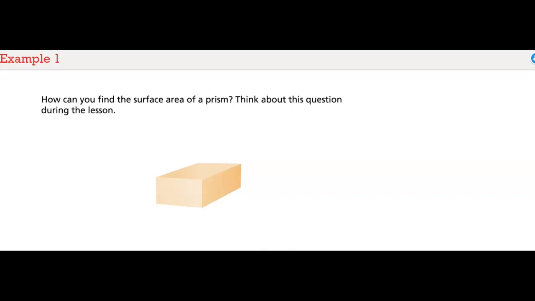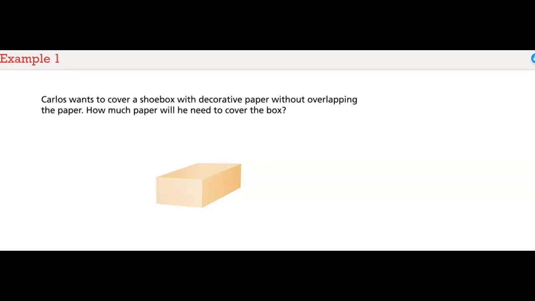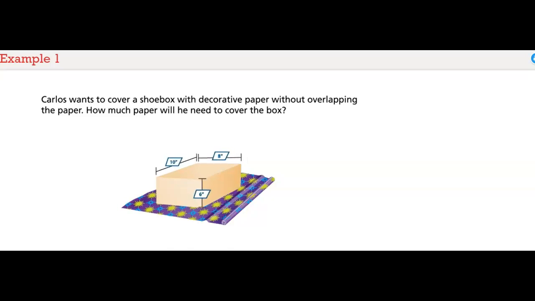The surface area of a prism? Think about this question during the lesson. Carlos wants to cover a shoebox with decorative paper without overlapping the paper. How much paper will he need to cover the box?